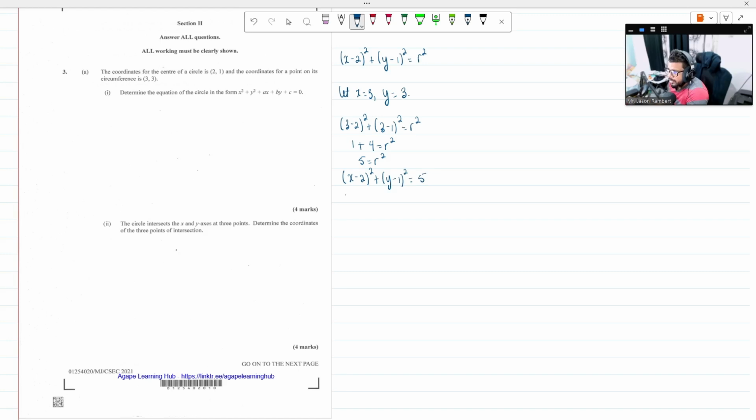It's just to expand. X squared minus 4x plus 4 plus y squared minus 2y plus 1 is equal to 5. So what about the x squared and the y squared together?